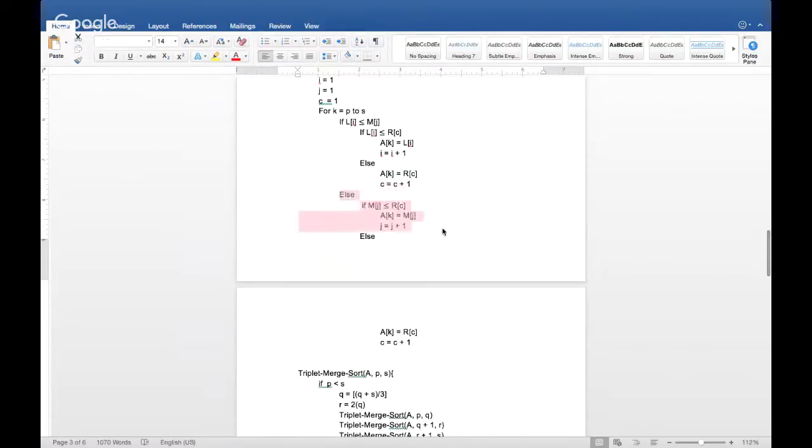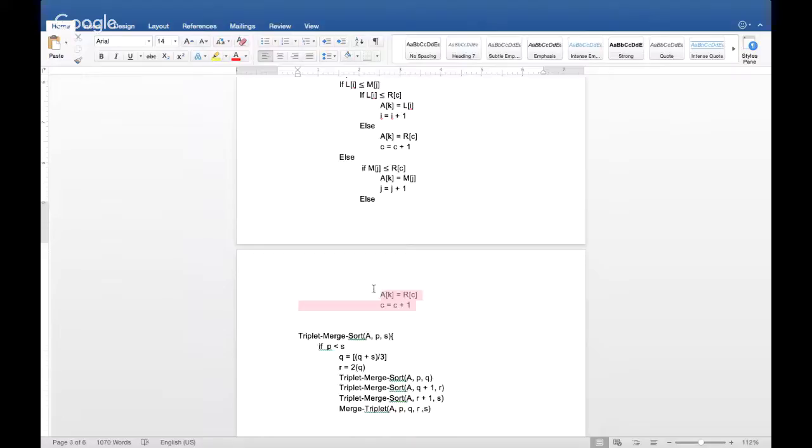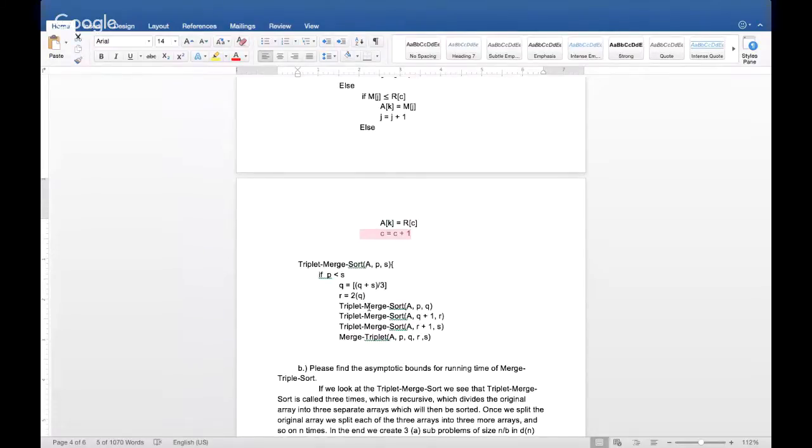And then down here, this else statement just comes from up here. So if Li is not less than Mj, we know that Mj is less than Li. Then we test to see if it's less than Rc. If it is indeed less than Rc, then we add that into the array A, the sorted array, and we increment j. And then here at the bottom, if this does not hold true, we add Rc into the array, and we increment c.